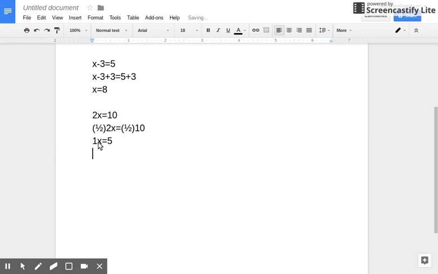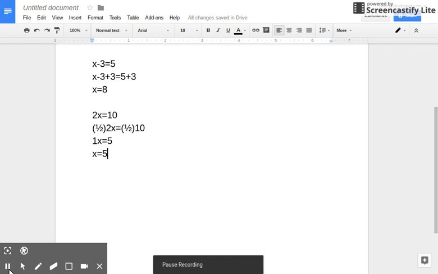However, you see this coefficient here, which is the one in front of the x. We call that the coefficient. We don't write that. Okay, we go ahead and leave that off. All right. So once again, to check your answer, we take the solution, plug it back into the original equation. As you can see, 2 times 5 is 10.